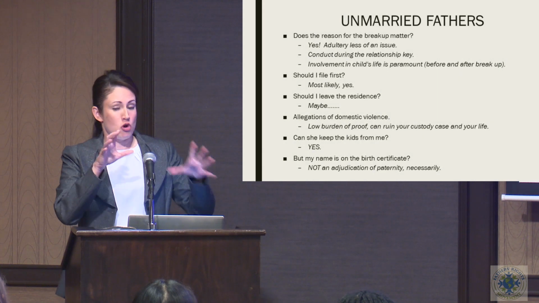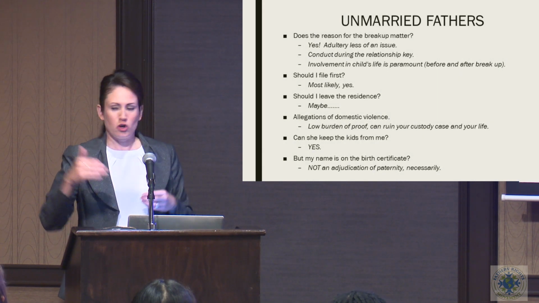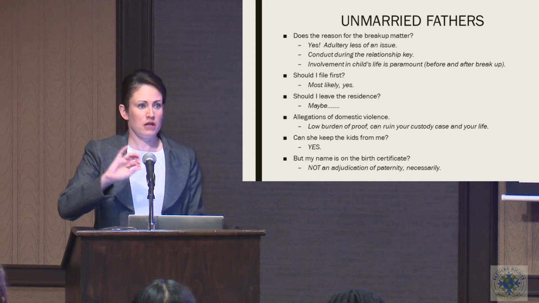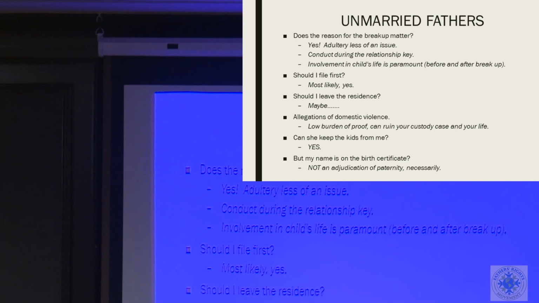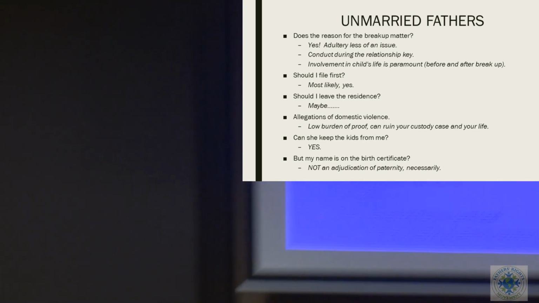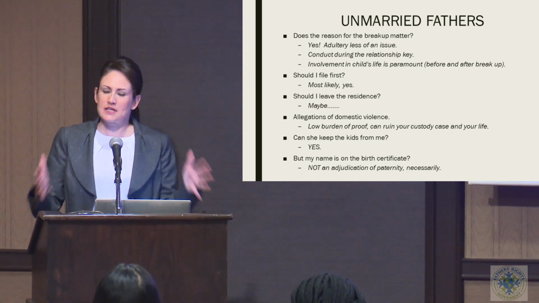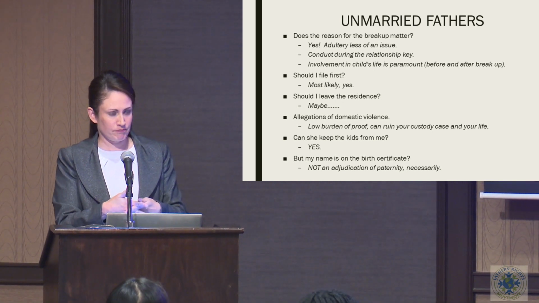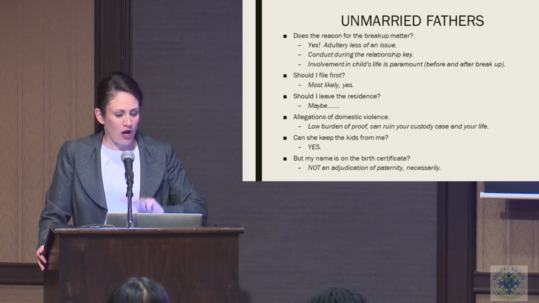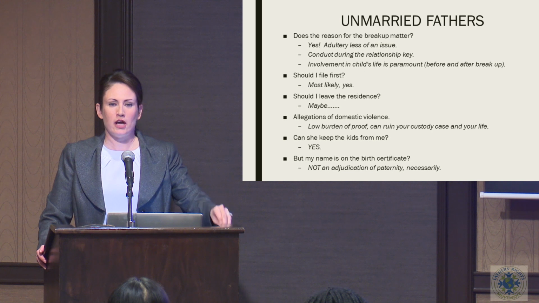Now, if you're living together, you're cohabitating, and you're not married, and your girlfriend or your fiance, your unmarried significant other, brings someone to the house and has sex with them in front of your child, then it matters. Then it matters that there was this other relationship. But you really more have to tie it into how this other relationship affects the child, right? The conduct during the relationship is the key when you are an unmarried father.